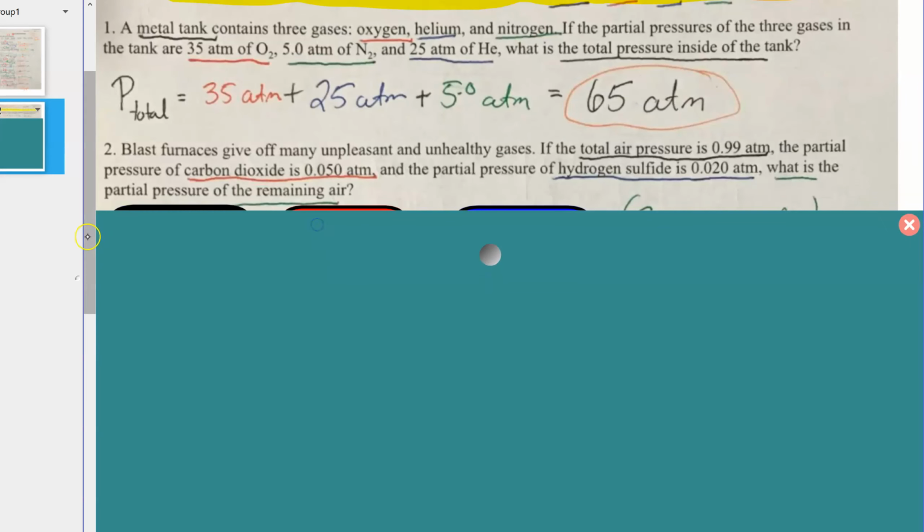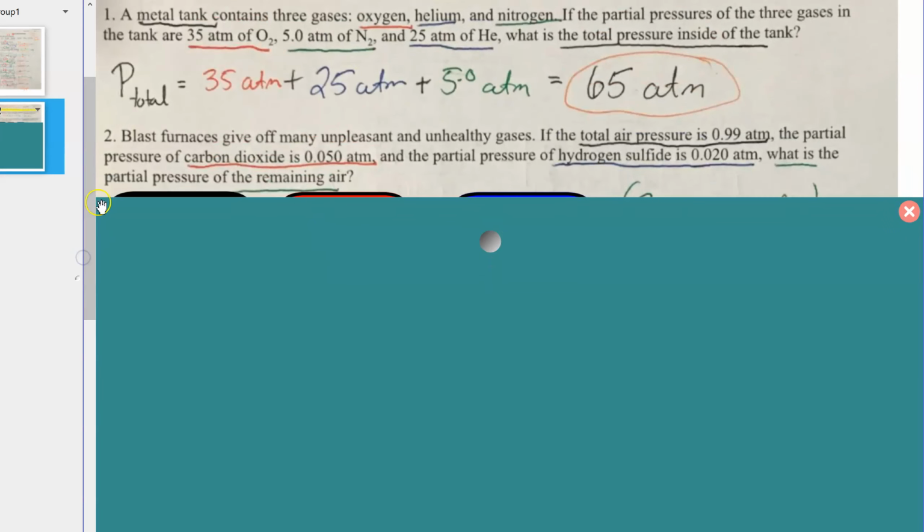Okay, problem 2. Blast furnaces give off many unpleasant and unhealthy gases. They're used in industry for things like refining iron and other types of stuff. But if the total air pressure is 0.99 atmospheres, so in the whole furnace, it's almost 1 atmosphere, the partial pressure of carbon dioxide is 0.050 atmospheres, partial pressure of hydrogen sulfide, H2S, our old friend stink damp, is 0.02 atmospheres. What is the partial pressure of everything else that's in there?